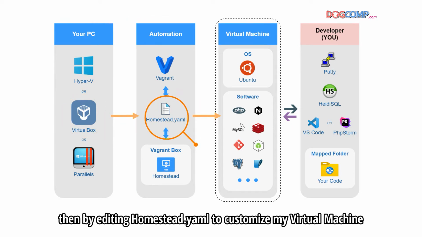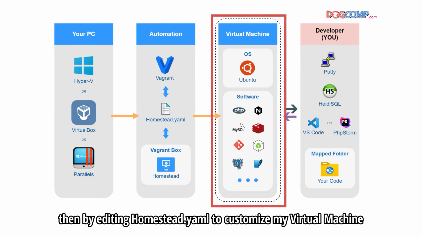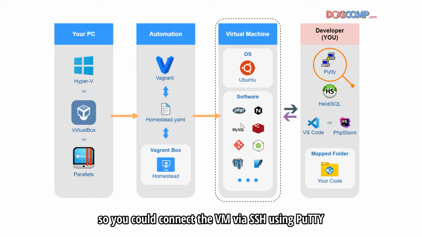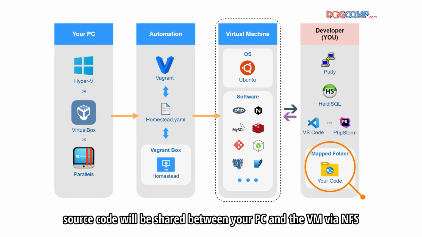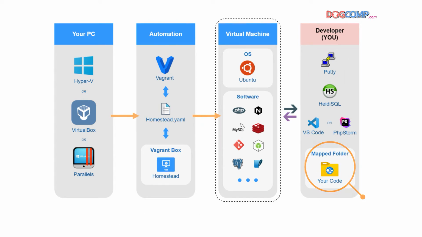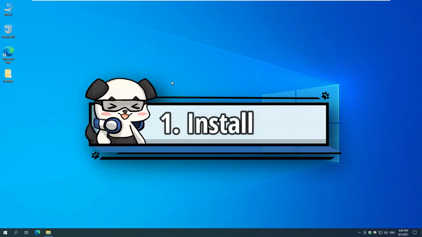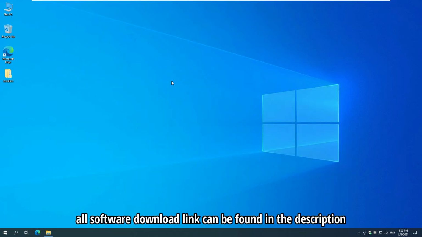Then by editing the Homestead.yaml file to customize my virtual machine, you could connect to the VM via SSH using PuTTY. Source code will be shared between your PC and the VM via NFS. All software download links can be found in the description.